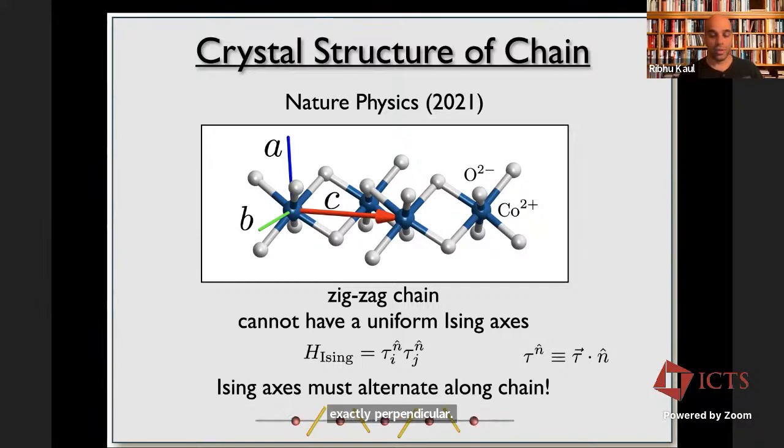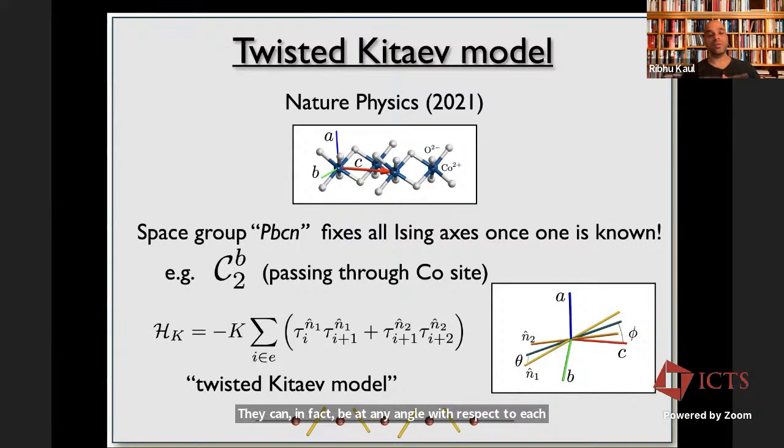Okay, so the angle between them is not fixed. It can be anything. It's not fixed by the symmetry of the crystal structure. But if you know where one axis points in the crystal, you can tell where the other axis points because there's a symmetry that exchanges the bonds. In fact, this symmetry that exchanges the bonds is the Ising symmetry, which gets broken in this material.